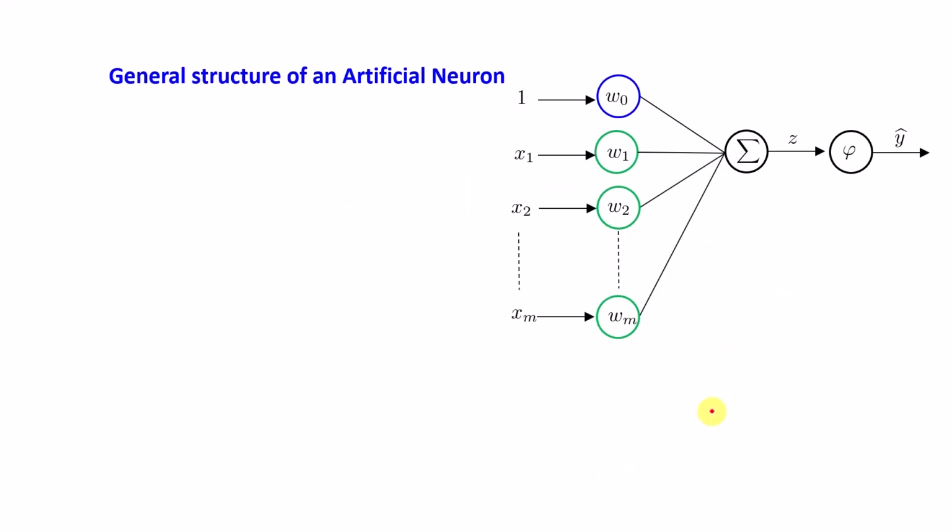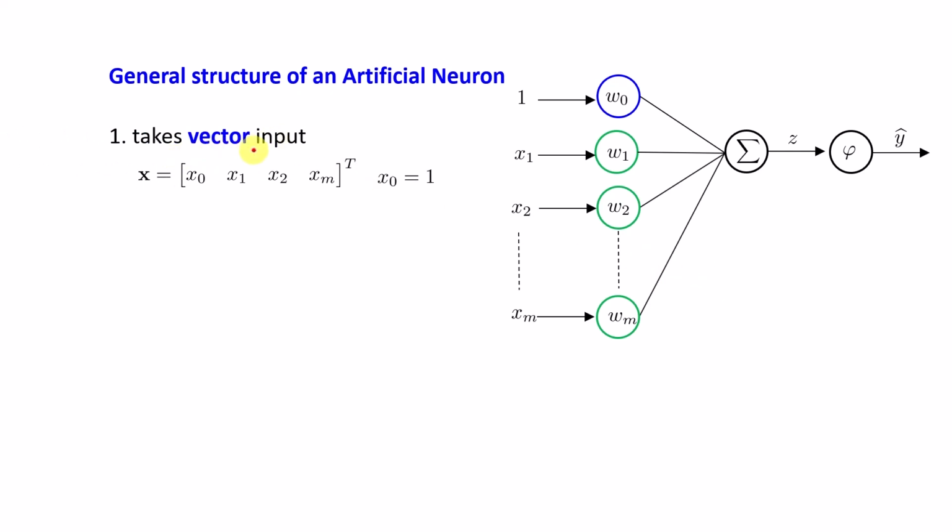Let us come to the general structure of an artificial neuron. Here you see an artificial neuron that we have used for multiple linear regression as well as for classification, and this is indeed the general structure of a neuron. We have seen three cases: simple linear regression, multiple linear regression, and binary classification. So what is common to them that will lead us to the general structure of an artificial neuron? Let us see the commonality.